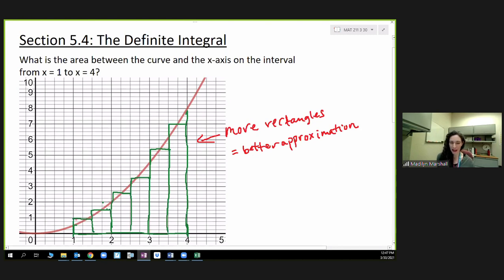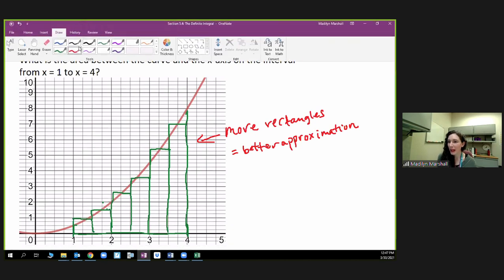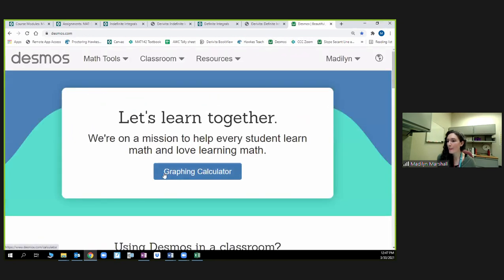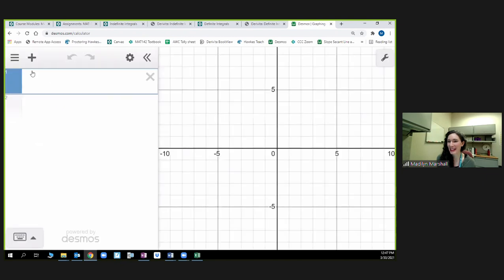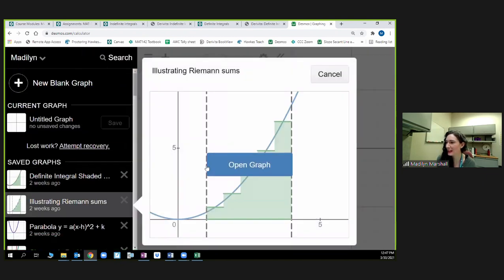You're not going to have to find the area this way. I'm not going to have you calculate these sums of rectangle areas. But conceptually, this is really important. So I am going to bring up a page on Desmos, which is a better visualization than me trying to draw smaller and smaller rectangles.